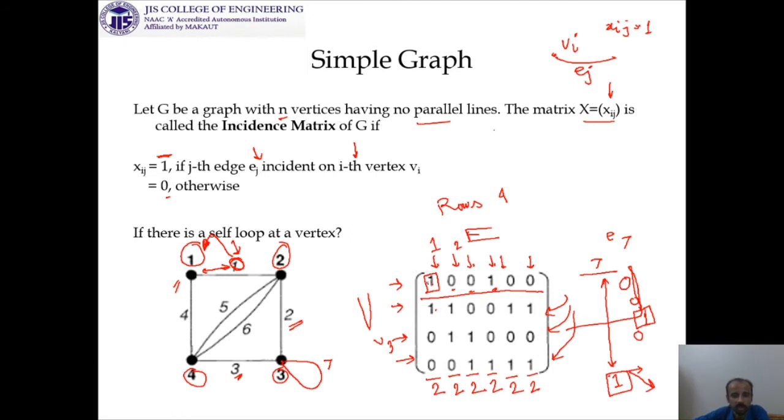And one more thing: the matrices actually carry so much information. If you sum this, you will get 2. If you sum this, you will get 4. What is the interpretation of this? Look at this: the degree of vertex 1 is 2, but the degree of vertex 2 is 4. You get this information from the row summation, and this also shows the importance of the incidence matrix in the matrix representation of a graph.